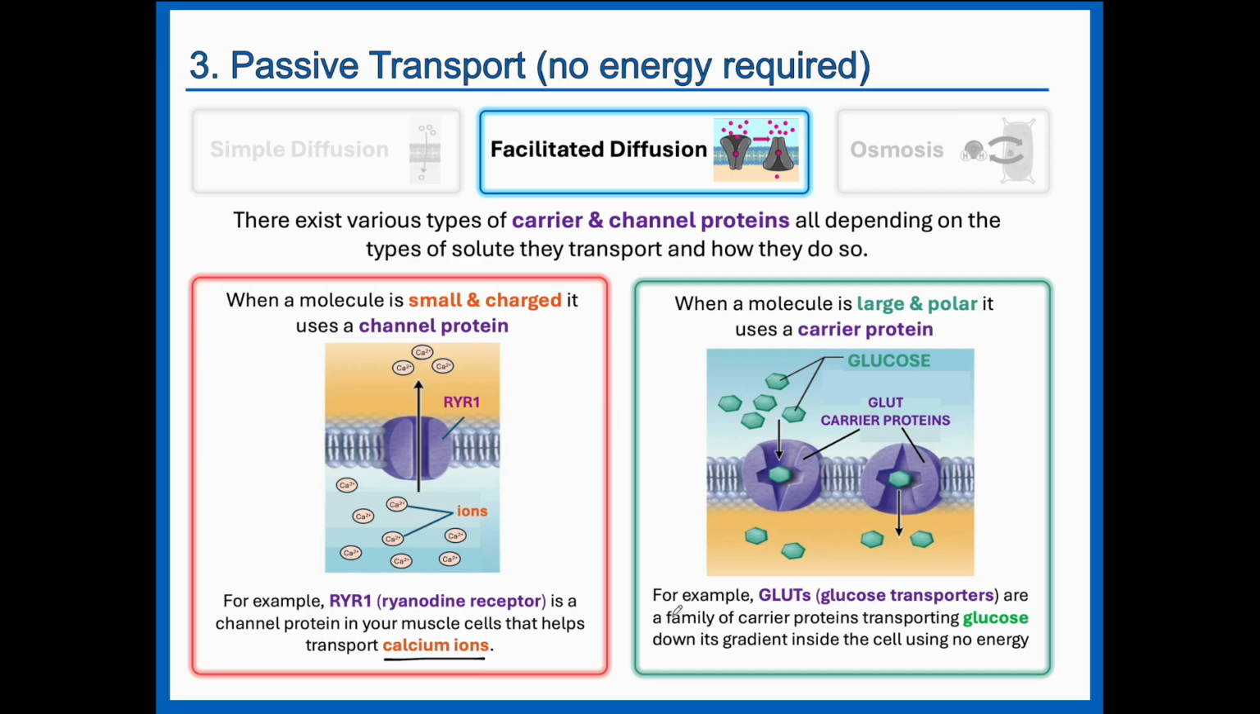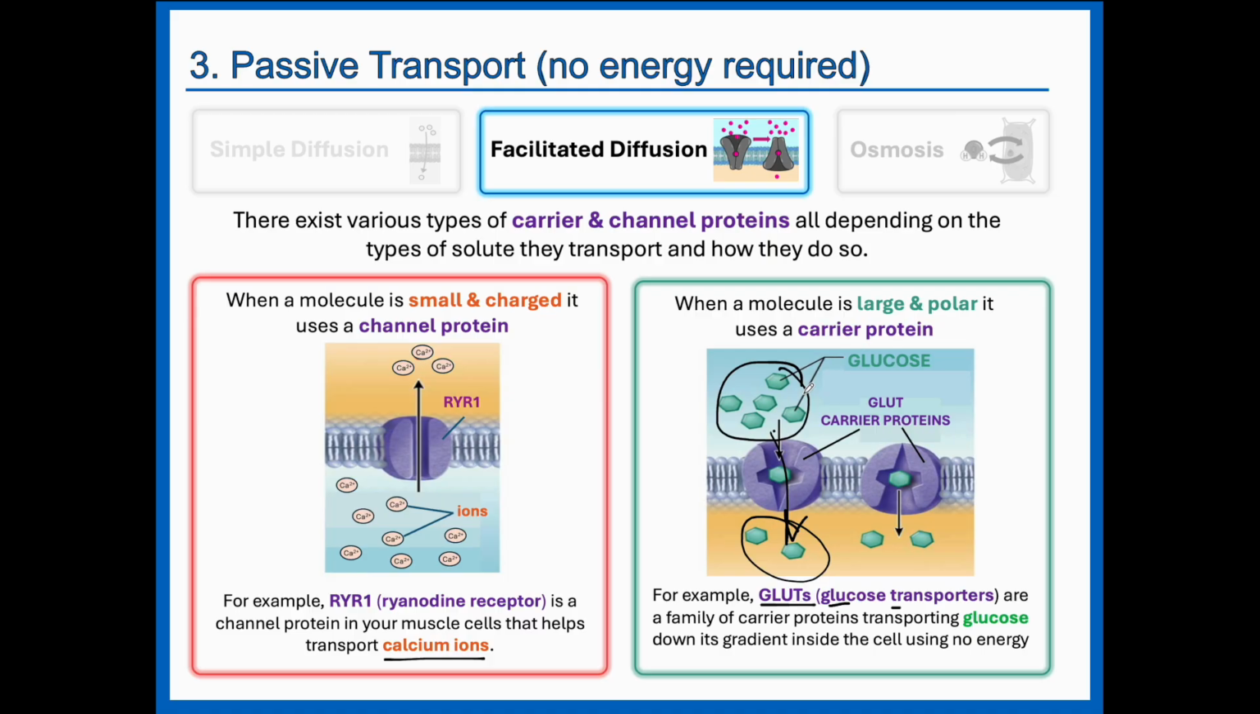So let's look at this example. The GLUT receptors, which stands for glucose transporters, are a family of carriers transporting glucose down its gradient into the cell and without any energy. If glucose wants to go from high to low into the cell, it carries the glucose. So it's not going to carry amino acids. It's not going to carry calcium. It just carries glucose.